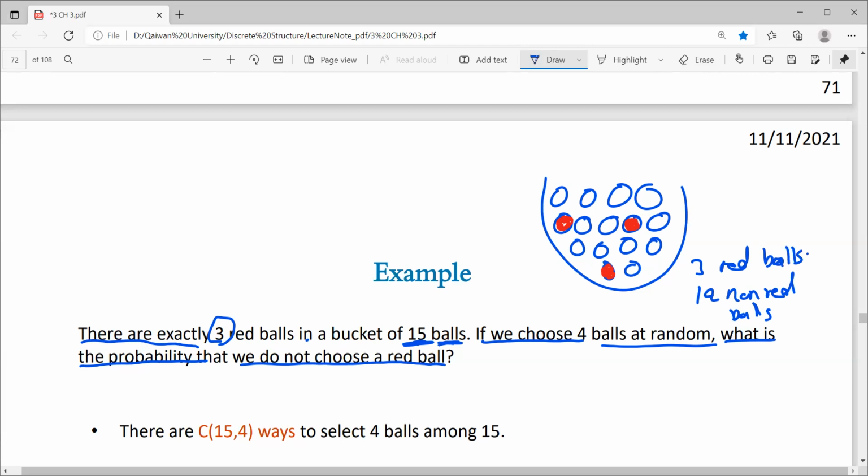It says, if you choose 4 balls at random, as it says at random means ordering is not important. And also, it says we take 4 balls together. We take 4 balls from the bucket. As we choose more than 1 ball, that means we must use combinations.